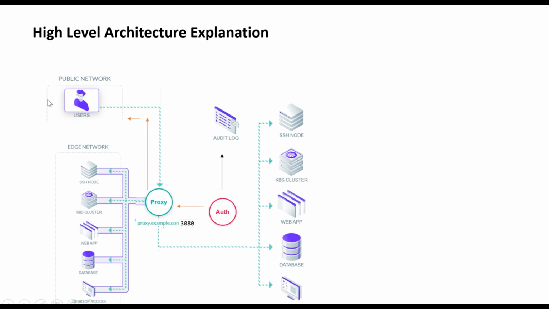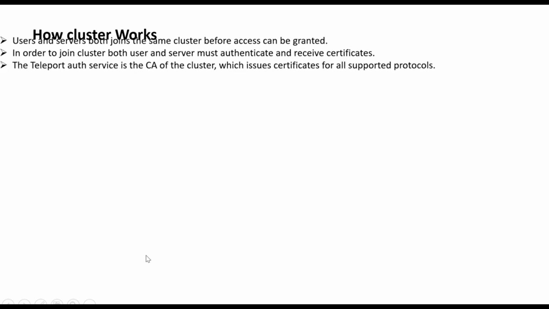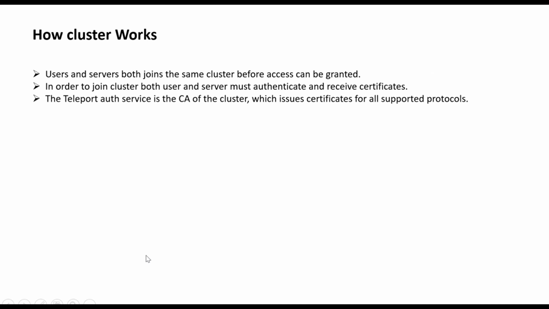This approach also saves us from honeypot attackers. I had already explained how the cluster works by using the animations, but still you can understand it in a theoretical way. Users and servers both join the same cluster before access can be granted, and that access is granted by the CA, certificate authority. That's what I explained in my previous slide. In order to join the cluster, both user and server must authenticate and receive a certificate.